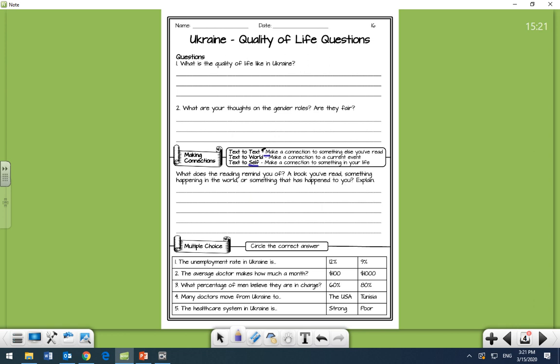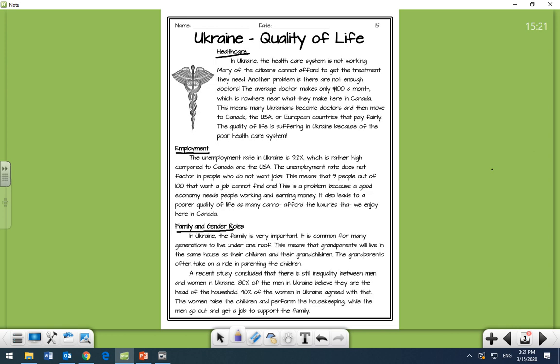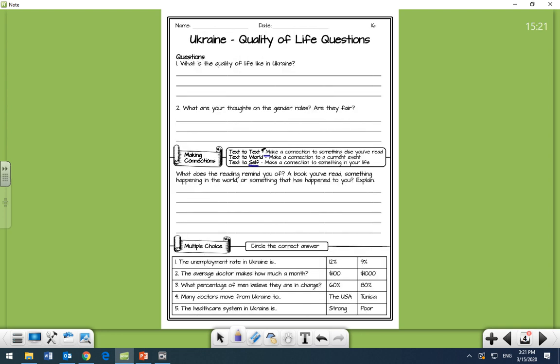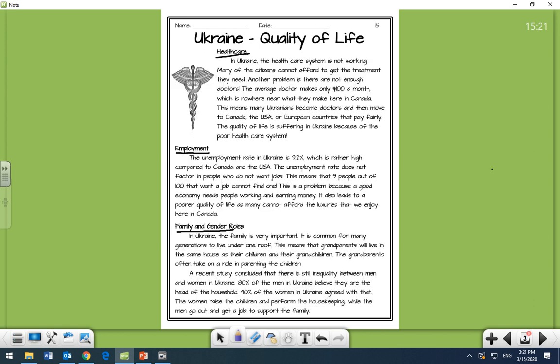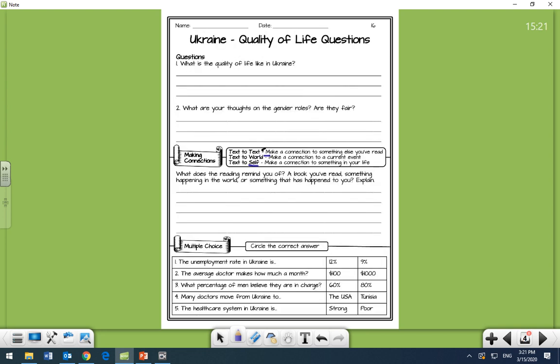Remember, when you're answering the questions after you've read it, you can go back and check. Let's say I read it through and I'm answering the questions. I'm looking for the unemployment rate in the Ukraine, and I can't quite remember. So I'm going to look through and see where it says employment. The first sentence says the unemployment rate in the Ukraine is 9.2%. So I know that it's 9.2%, and I'm going to circle my answer. Okay? That's what you need to do.